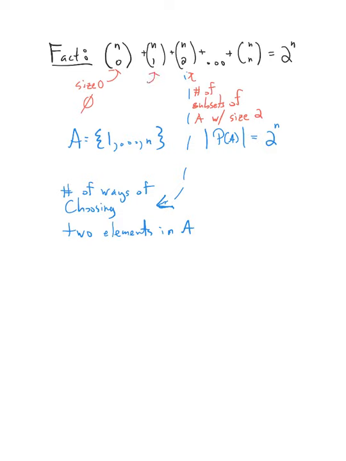These are all the subsets of A with exactly 1 element, so this is size 1. You'd have things like 1 or 2, all the way to n. So there's n of those. And if we keep going, we're running through all the numbers from 0 up to n. So that's all possible subsets, and we already know how many there are: 2 to the n. Hopefully this argument shows that this formula is true.